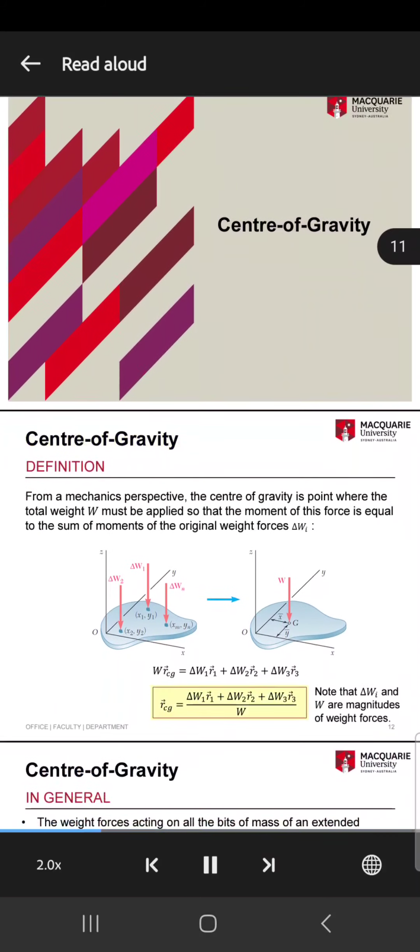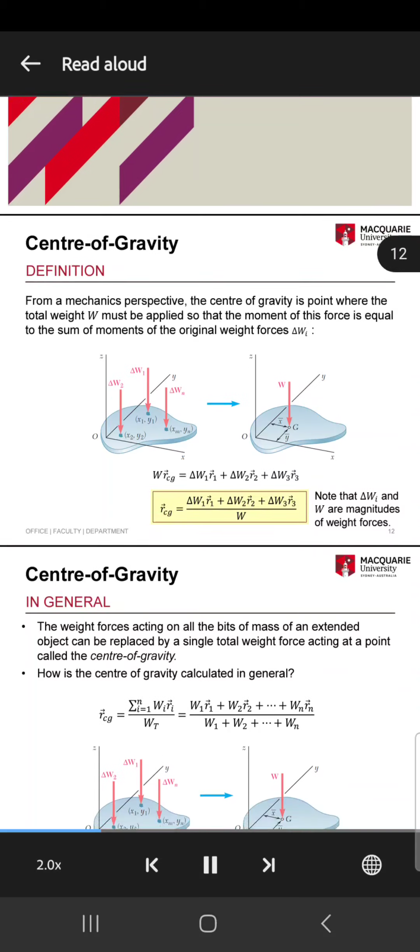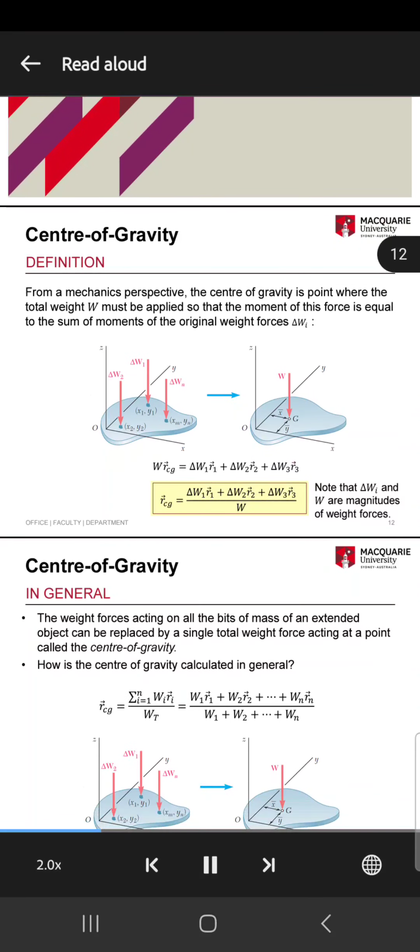Center of gravity. Definition: R sub CG equals the numerator, delta W sub 1 r sub 1 plus delta W sub 2 r sub 2 plus delta W sub 3 r sub 3. Note that delta W and W are magnitudes of weight forces.